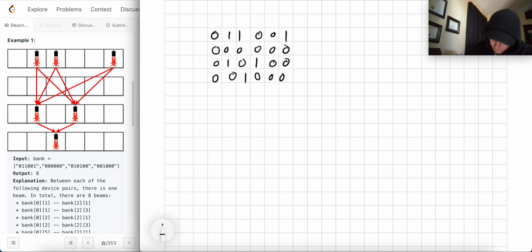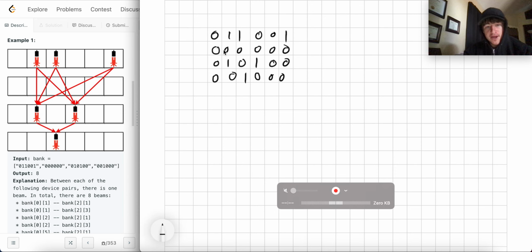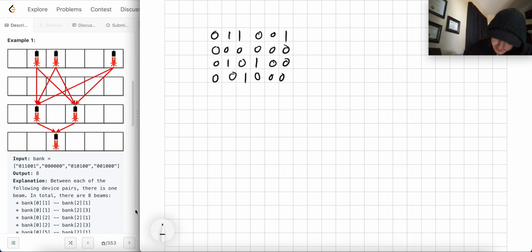Now, of course, this is not even a full representation because really it's going to be given as an array, so it's going to look something like this. Yeah, like that. So this is actually what it's given as, this bank array. And then from that, you can derive this image, and then you start making pairs.